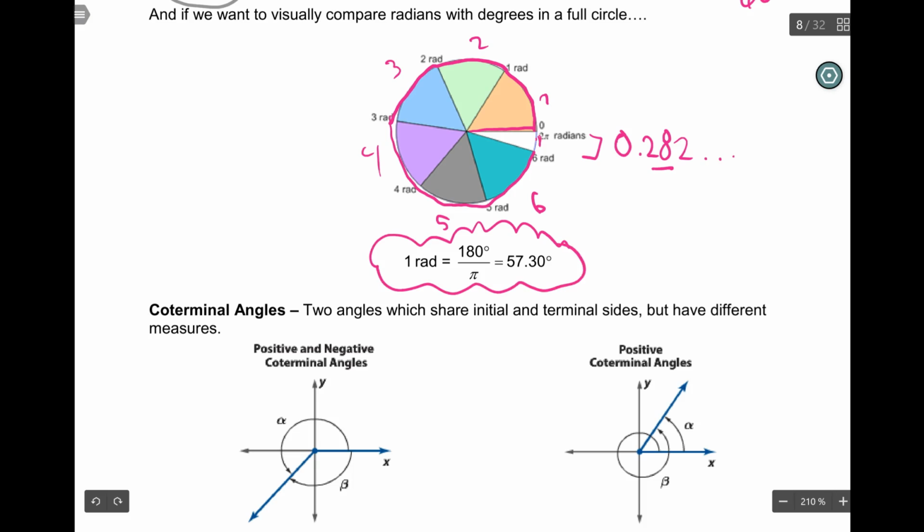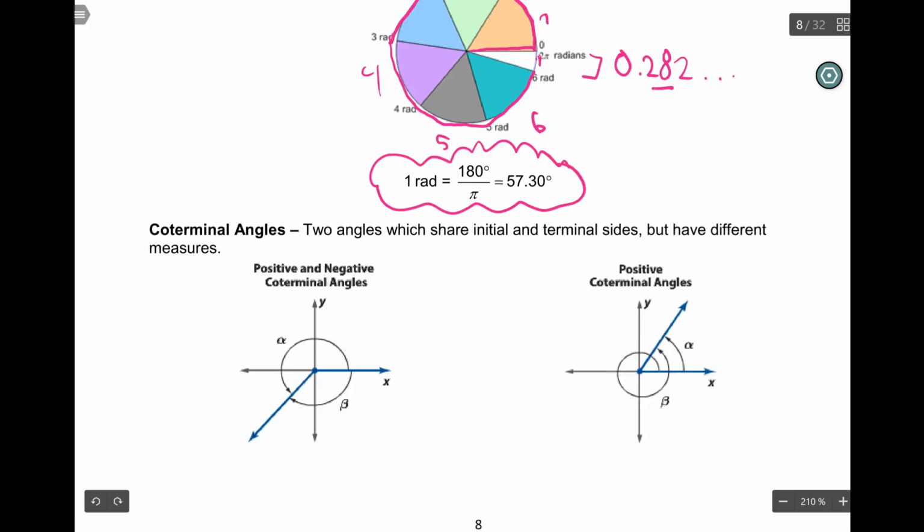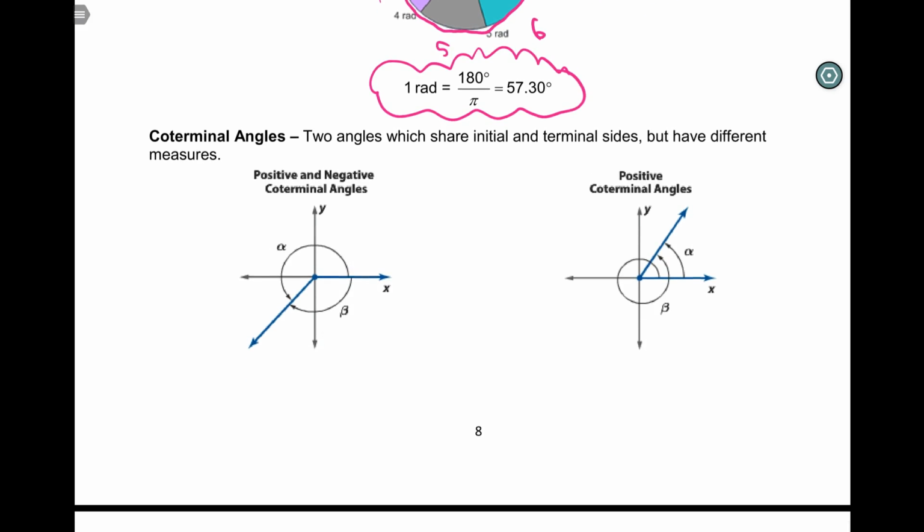Okay, so coterminal angles. What if we have 2 angles that have the same initial ray and same terminal ray? Well, one of them is going around positive. Here's the positive one. And the other is going around the negative way. So you call them coterminal. Like if you're co-managers, you're sharing the responsibility. If you're co-workers, you're working together. Here coterminal means you're sharing the terminal ray.